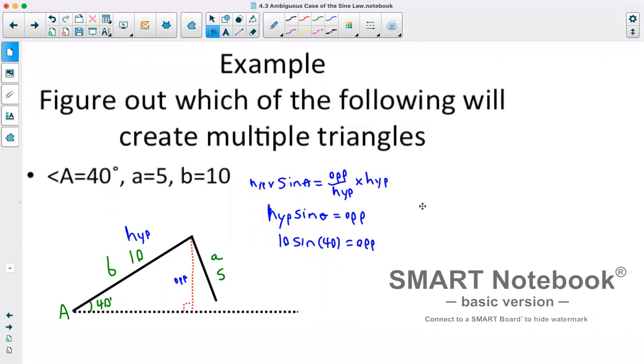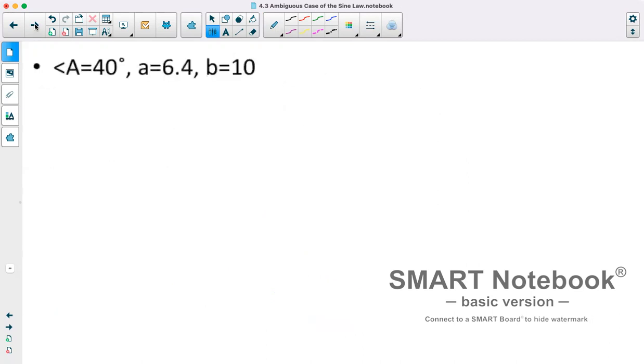So 10 sine of 40 gives us 6.43. This distance here is 6.43, so this 5 is never going to reach the bottom. Since 6.43 is greater than 5, we have no triangles, because this just cannot reach that bottom part. Next, we'll do another one.